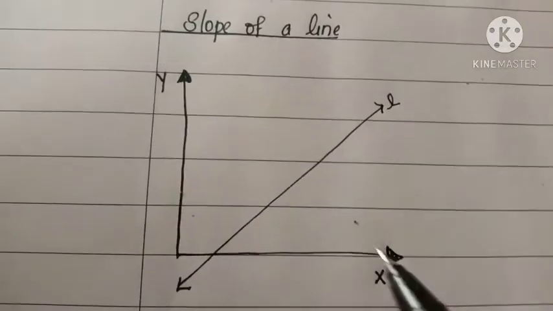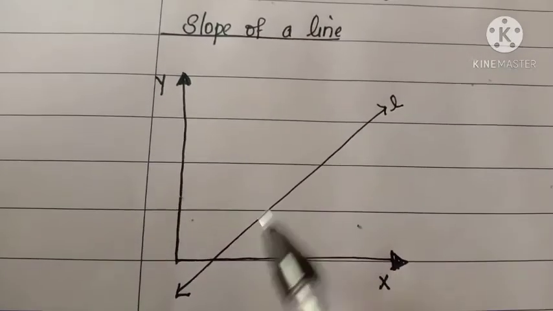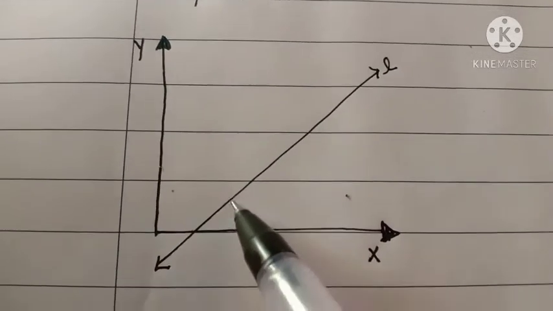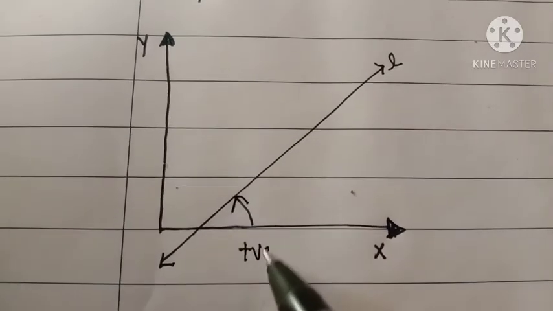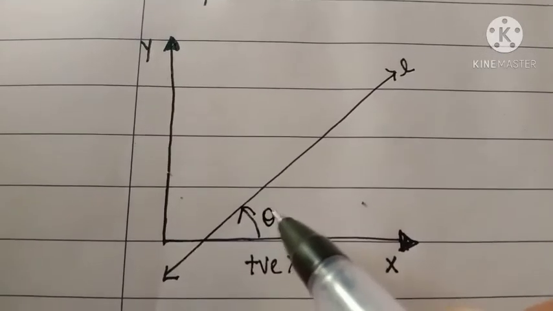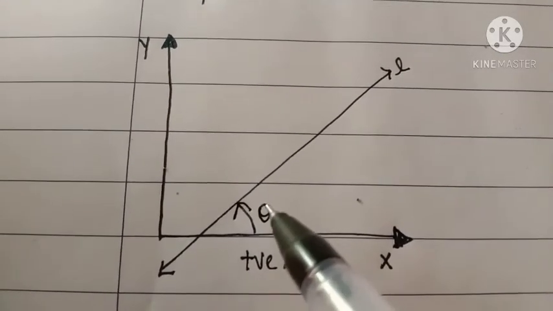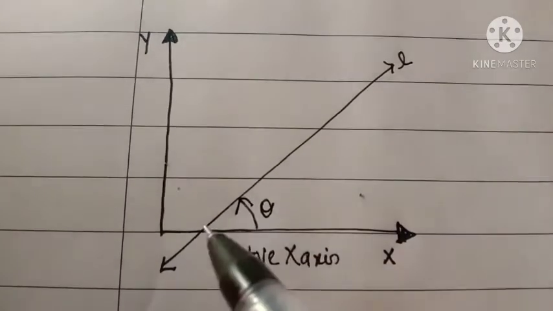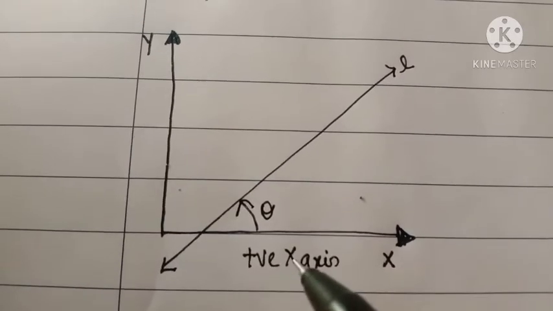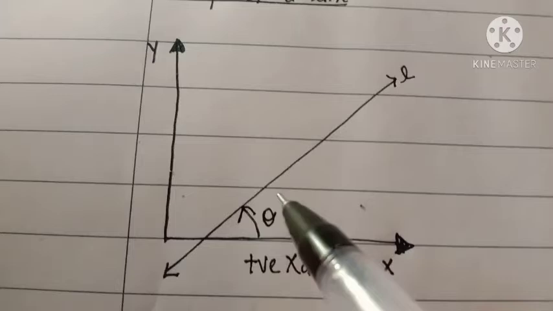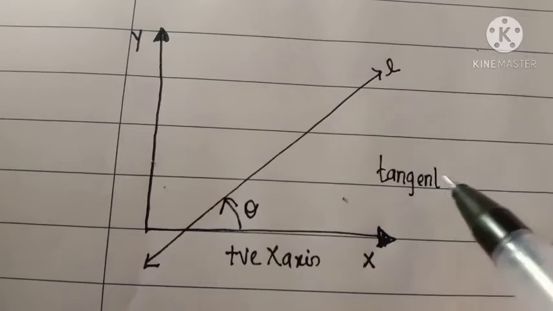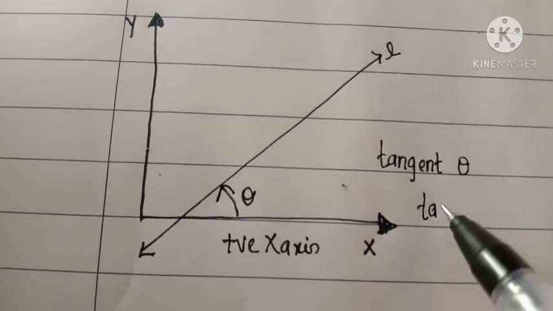Slope of a line. Consider an xy plane and there is a non-vertical line L. This line L makes an angle theta with the positive x-axis in anti-clockwise direction. So theta is the angle made by this line in anti-clockwise direction with respect to the positive x-axis. Now consider the tangent of this angle theta, or simply tan theta.